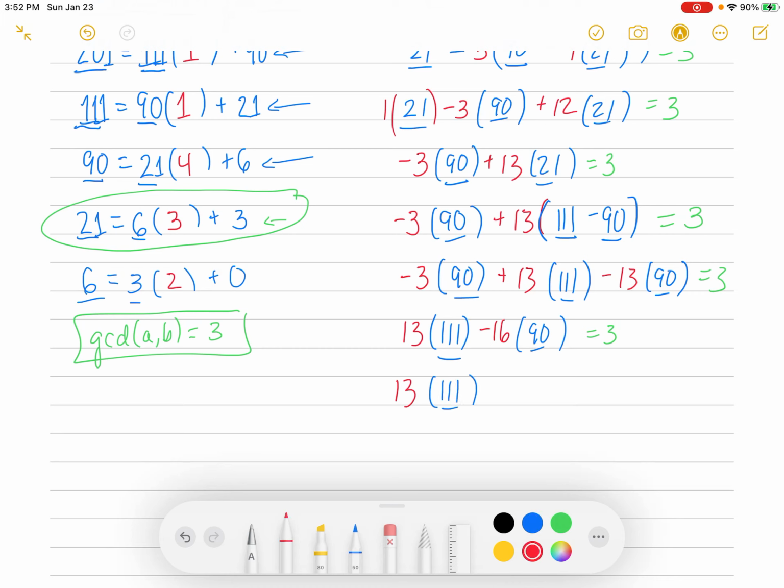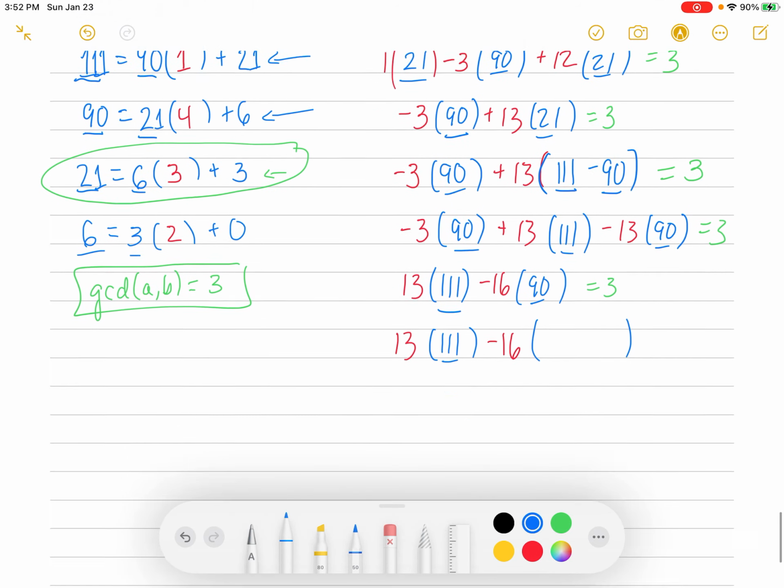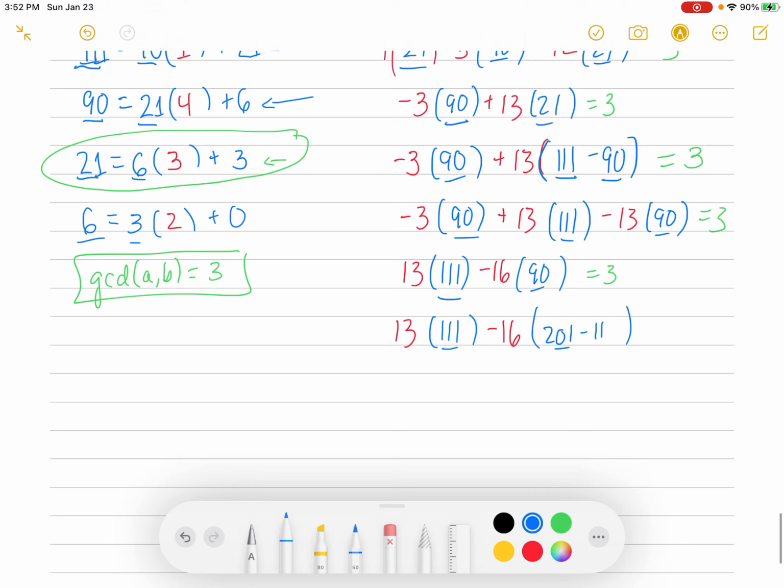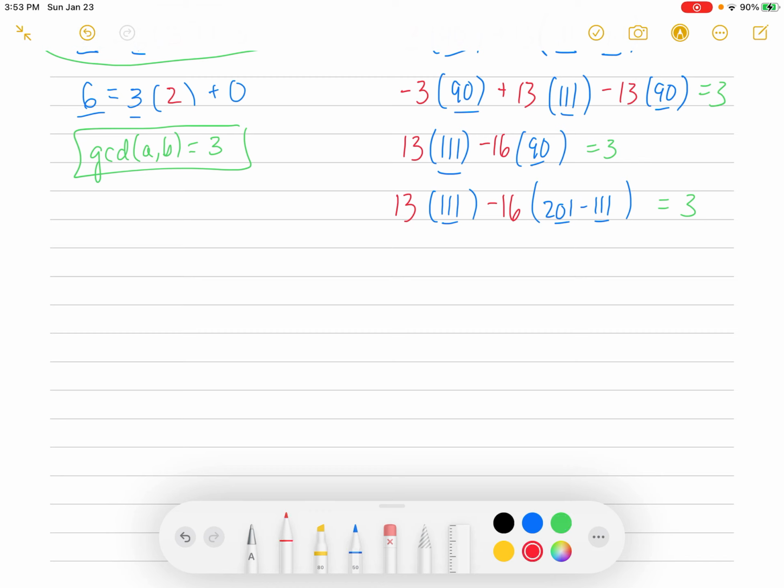I'm going to have 13 times 111 minus 16, and here comes the replacement. In the blue parentheses, instead of a 90, we're going to have 201 minus 111. It's all equal to 3. And we're going to clean this up by distributing the negative 16. So I'm going to get 13 times 111 minus 16 times 201. When we distribute the negative 16 to the negative 111, we're going to get positive 16 times 111, equal to 3. And then we combine our like terms.